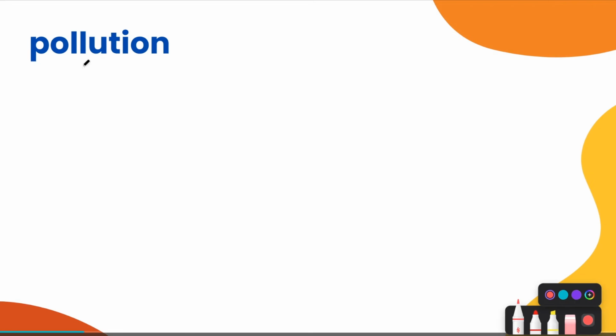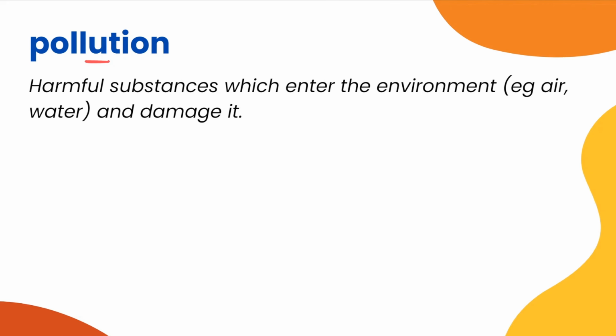So let's look at the first of those 20 words, and it is the word pollution. Pollution. So note the stress in the middle of the word here, pollution. Pollution means harmful substances which enter the environment, especially air and water, and also damage the environment. So it can also damage or harm the people and the animals and the plants.